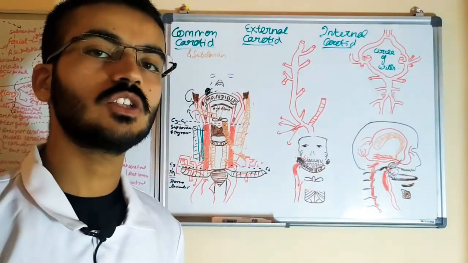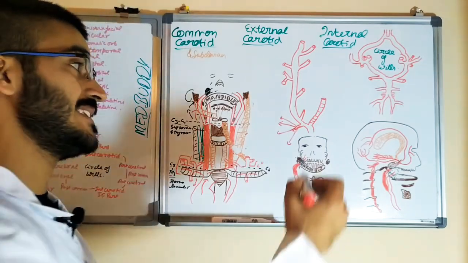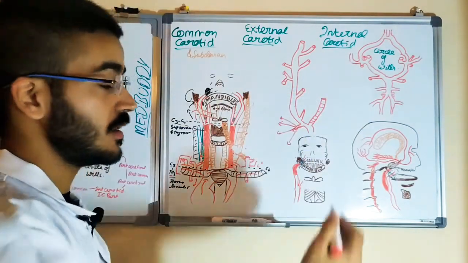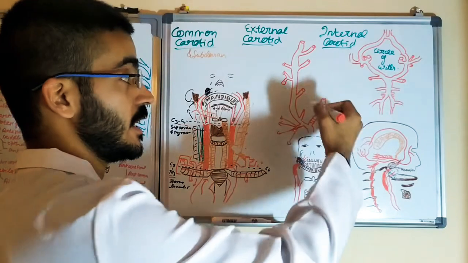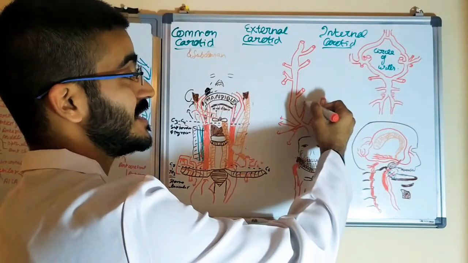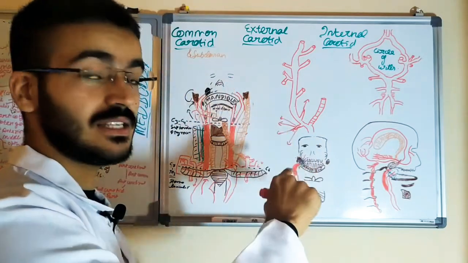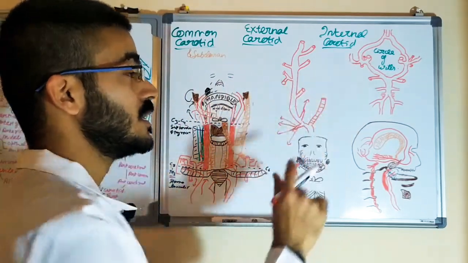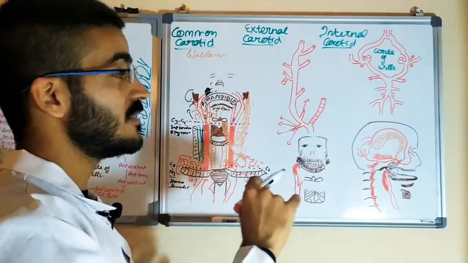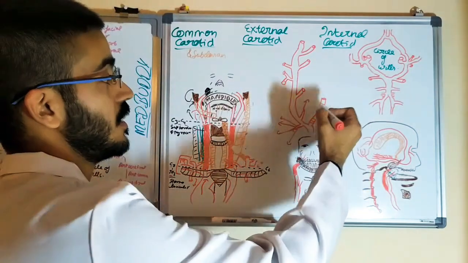The second branch of external carotid artery is the ascending pharyngeal branch. Ascending pharyngeal artery gives three branches: the meningeal artery, branches of the meningeal artery, and this supplies all the nerves which are coming from the foramen lacerum.